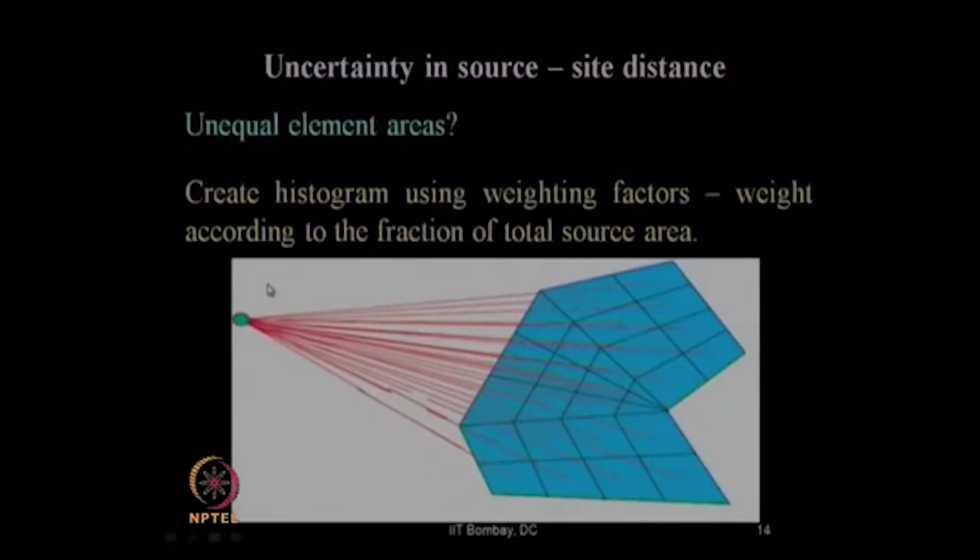If we have unequal sources, we have seen that we can divide them into unequal areas, and all the distances we can correlate to them while calculating the histogram using the weight factor of each of them. Suppose this area is A1 compared to the total area of A. So, A1 by A will be the weighting factor for this distance. Then similarly, suppose this is A10. So, A10 by A will be the corresponding weighting factor for this distance. Like that we can find out the histogram putting in the weighting factor also.